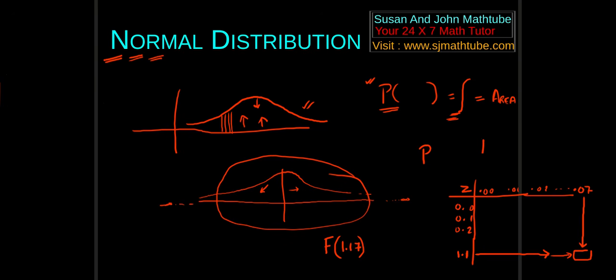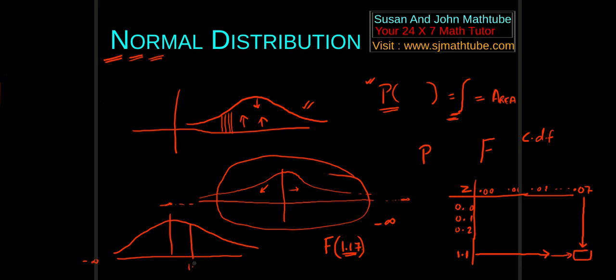I hope you remember our capital F. Capital F stands for our cumulative distribution function. That means the area from minus infinity to 1.17 in the standard normal graph will be equal to the value you just found.